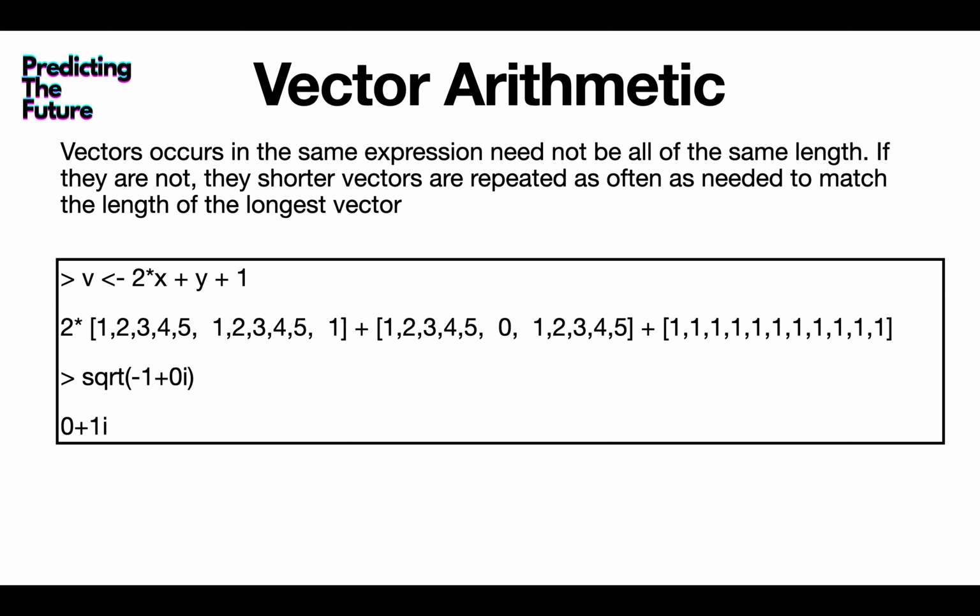So, for example, here we can use complex numbers. Here we can do a square root of -1, which gives us the complex number i. So that's another example of arithmetic operations in R.